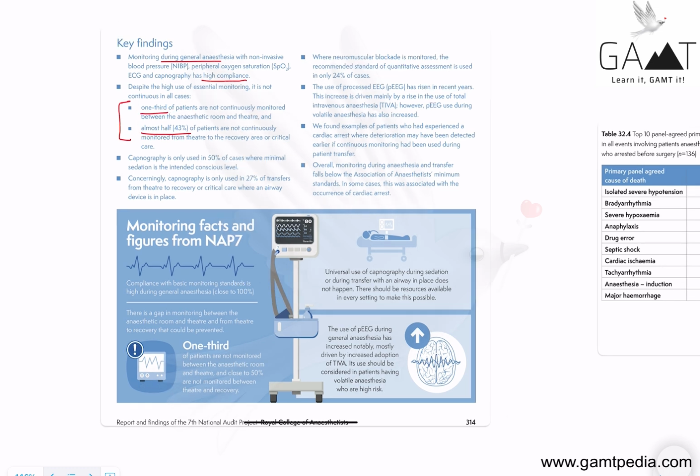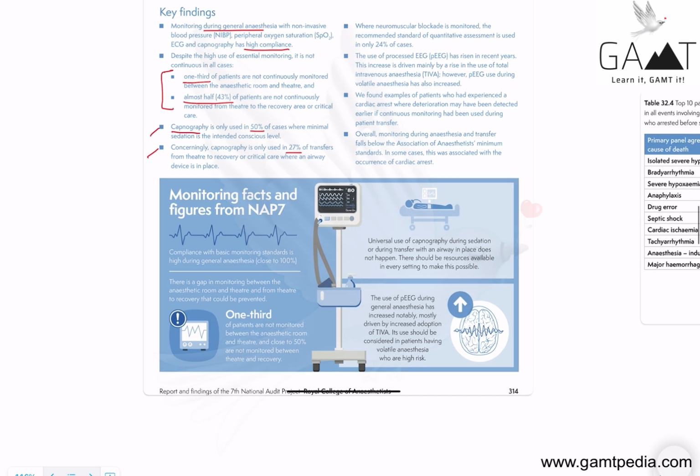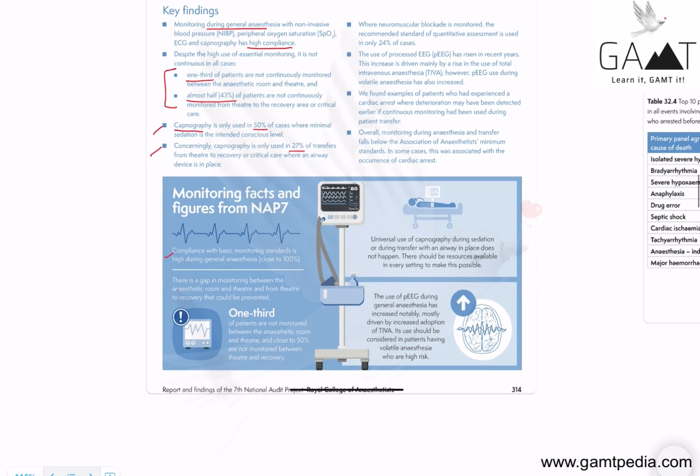The other point they noted is that capnography is only used in 50% of cases where minimal sedation is in use, and it's only used in 27% of transfers. So they strongly recommend increased use of capnography during transfers as well. That's one of the deficits they pointed out in the NAP7 study. Compliance is great, but there's a gap in monitoring between the anesthetic room and theatre and from theatre to recovery that could be prevented. One third of patients are not monitored from the anesthetic room to theatre, and 50% are not monitored between theatre and recovery.